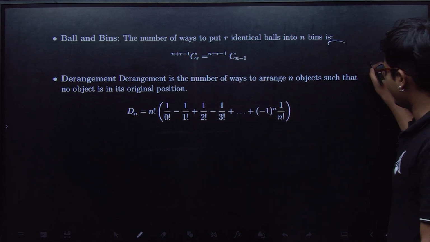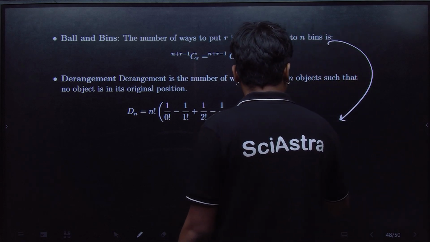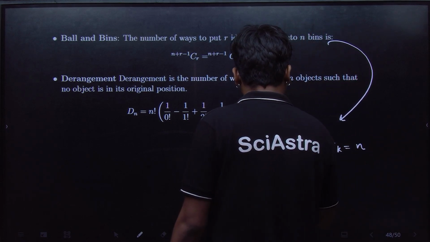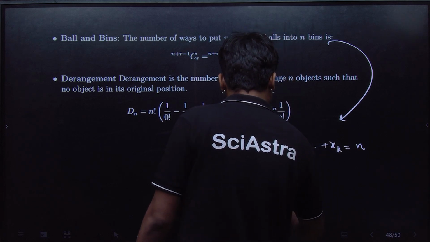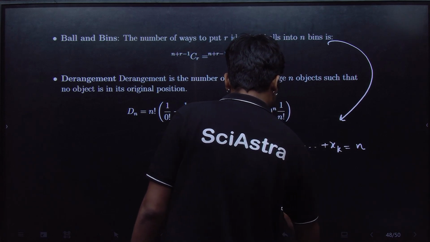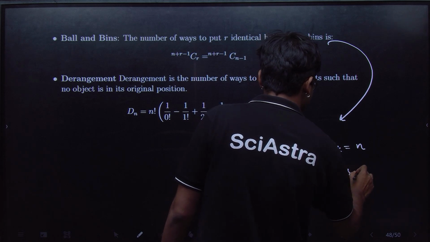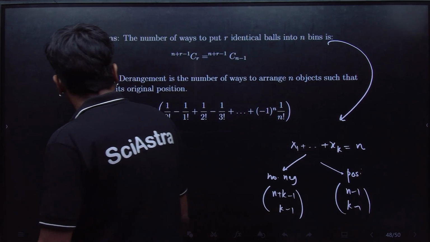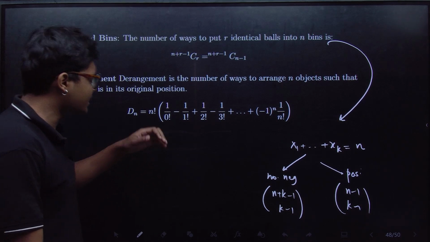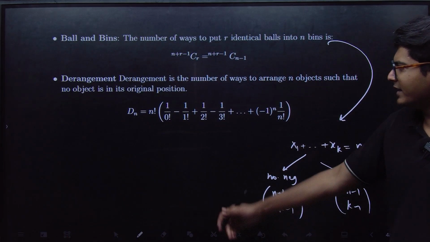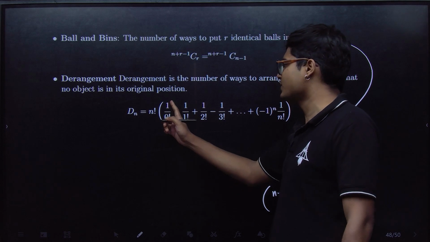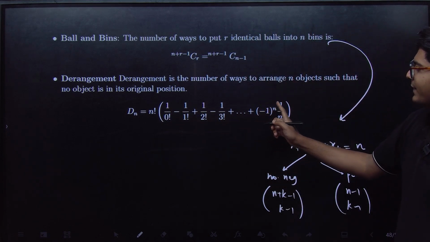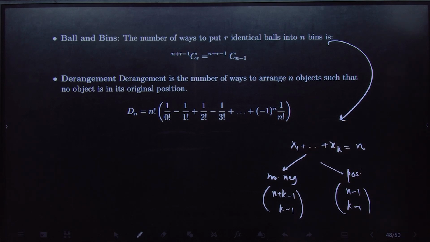Derangement: from here you have another idea, finding the number of solutions. Remember, the number of non-negative integer solutions is always n+k-1 choose k-1, and the number of positive solutions is n-1 choose k-1. Derangement is the number of ways of arranging n objects such that no object goes back to its original position, and that's given by d_n = n! times (1/0! - 1/1! + 1/2! all the way till (-1)^n times 1/n!).